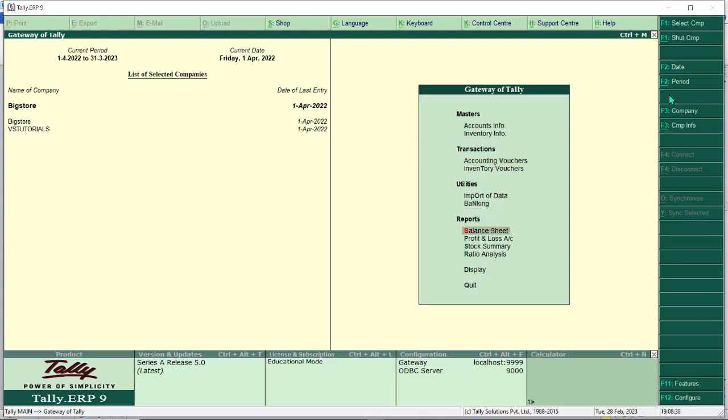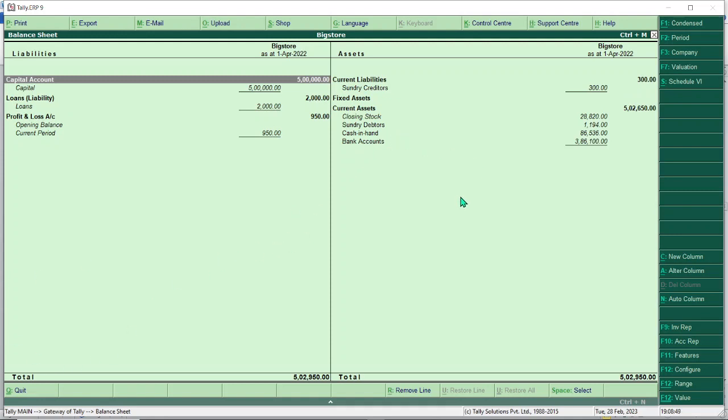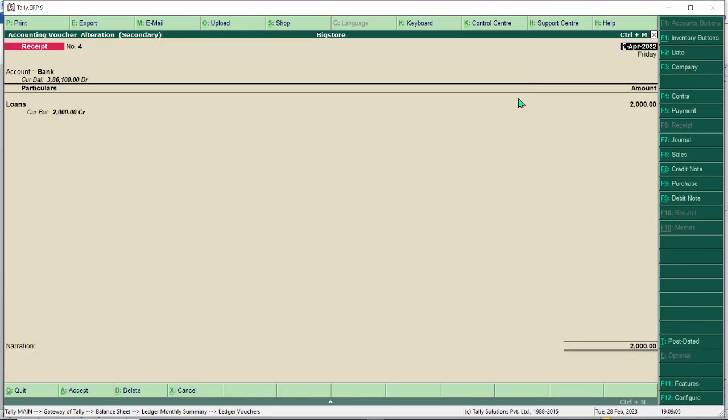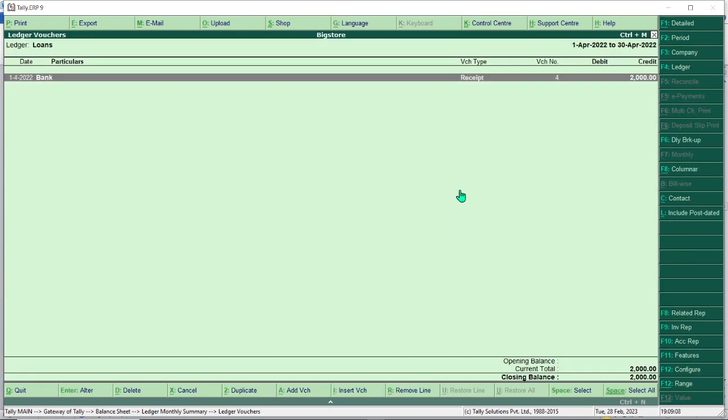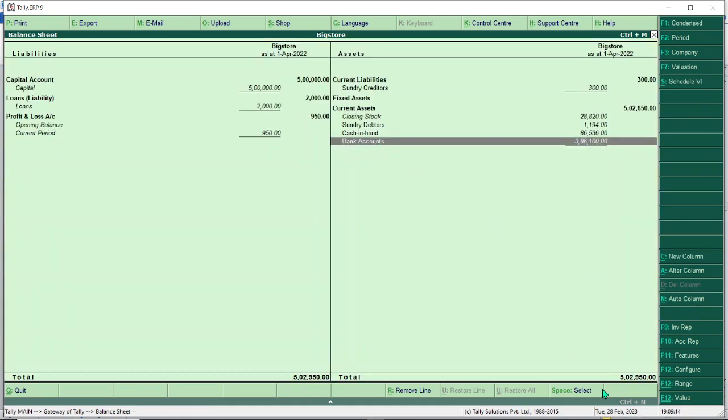So if I go to balance sheet, I will see here that now my loans and liabilities has increased. Loans, earlier it was 0, now it is 2000 rupees. This is my loan and I have to pay it back. Double click and I see. So I took loan from bank. It is separate from my bank account. It is different from my bank account.